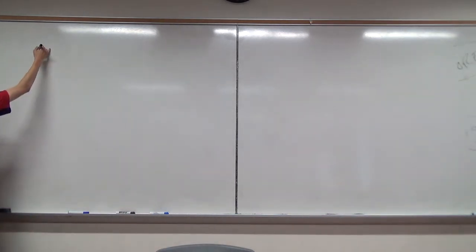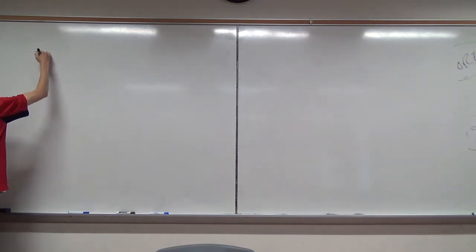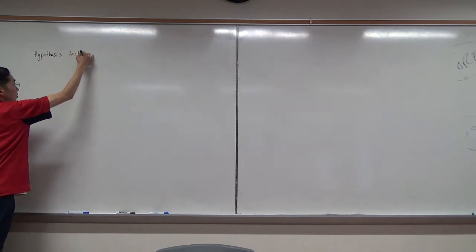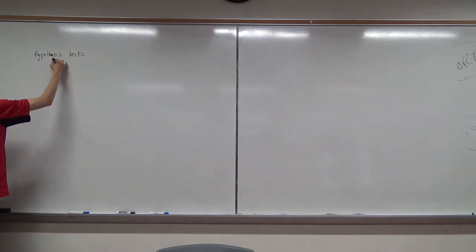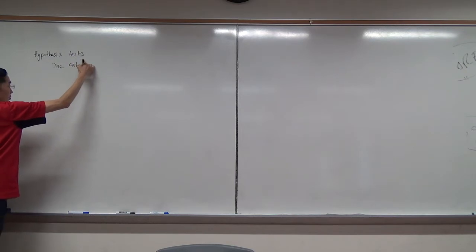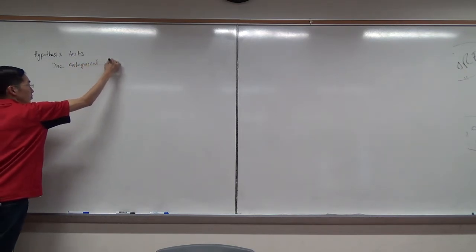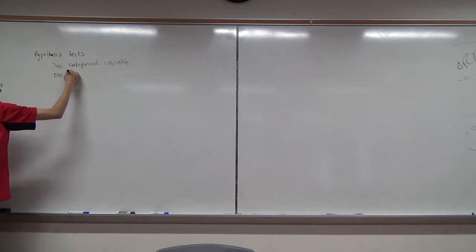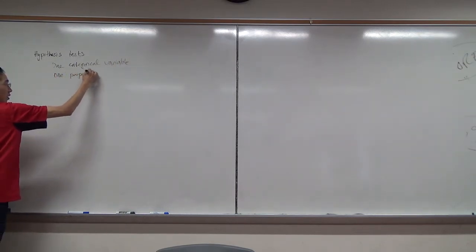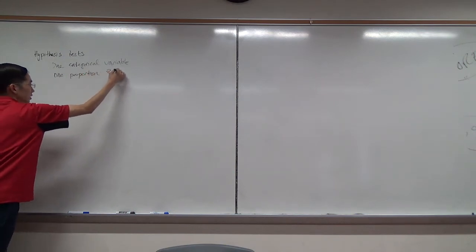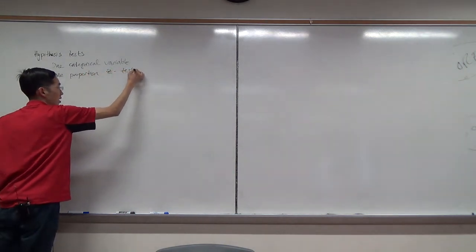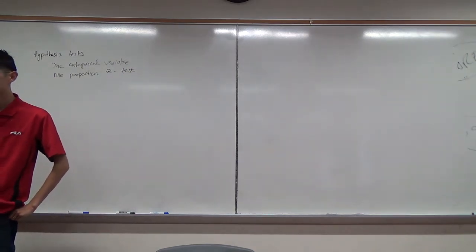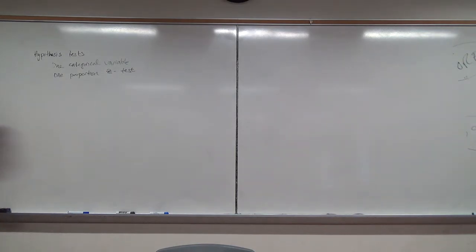Okay, so we're still working on hypothesis tests, and we're dealing with one categorical variable. So we might call this a one proportion z-test. The idea here again is that we're dealing with a single categorical variable.